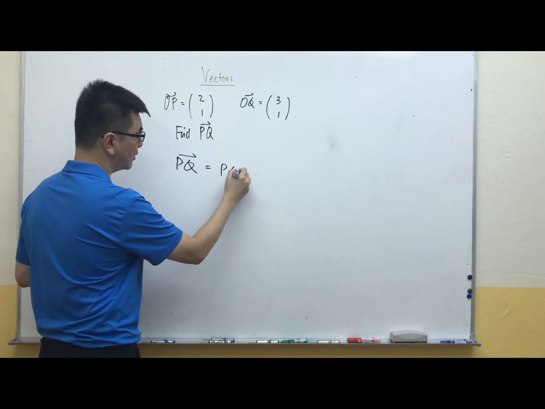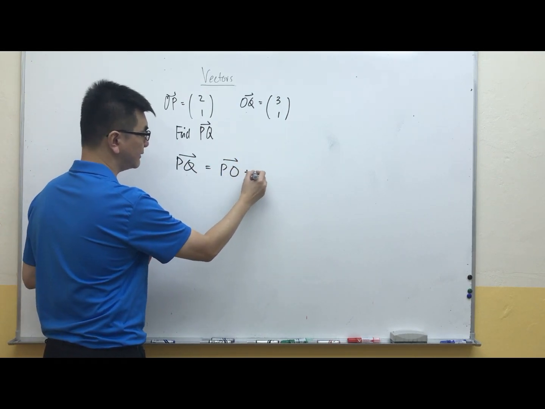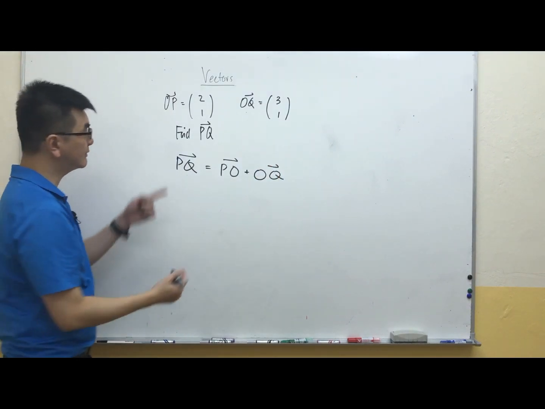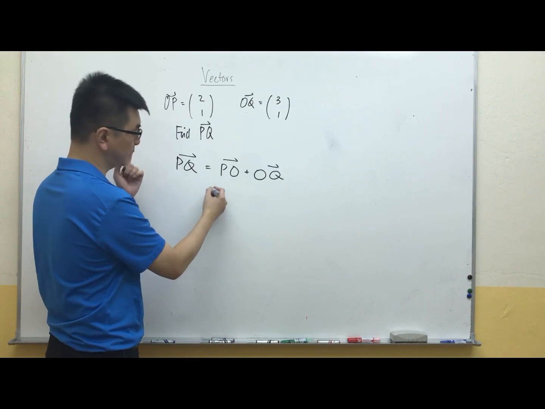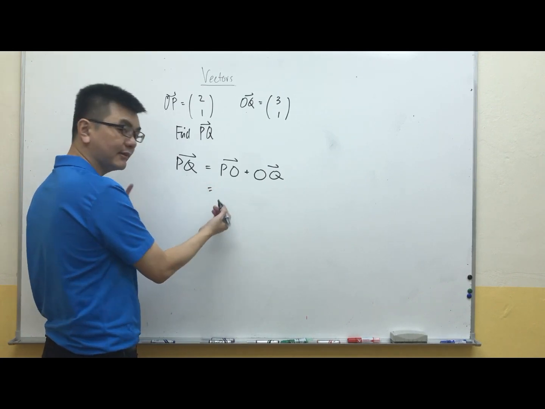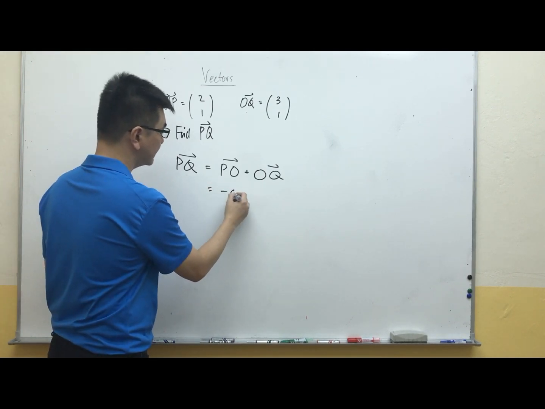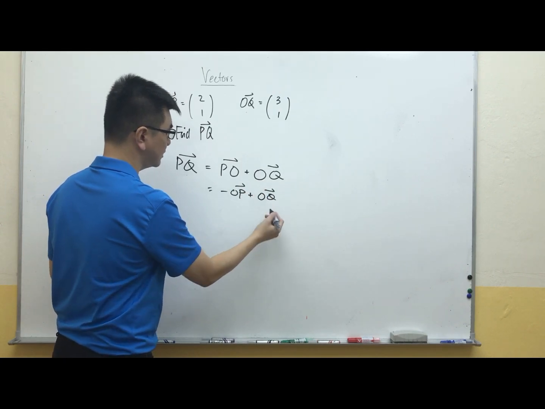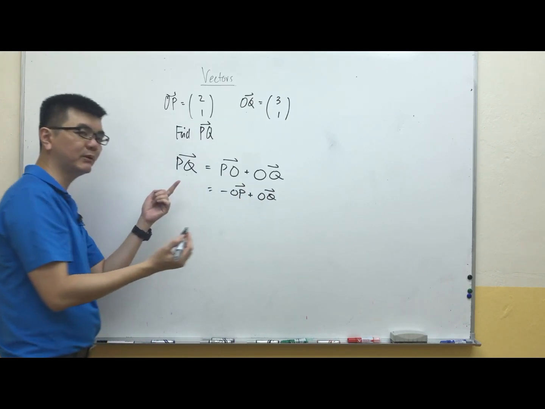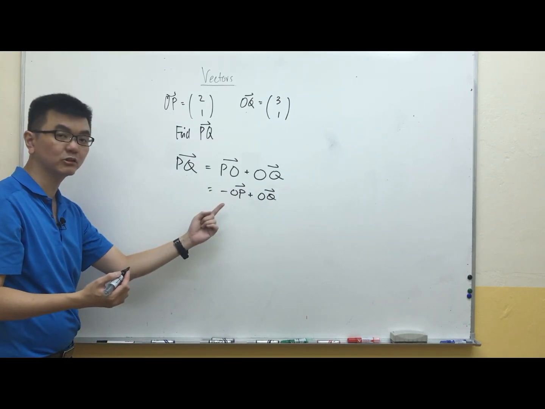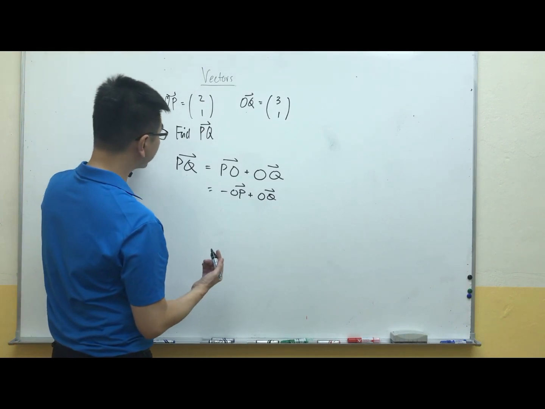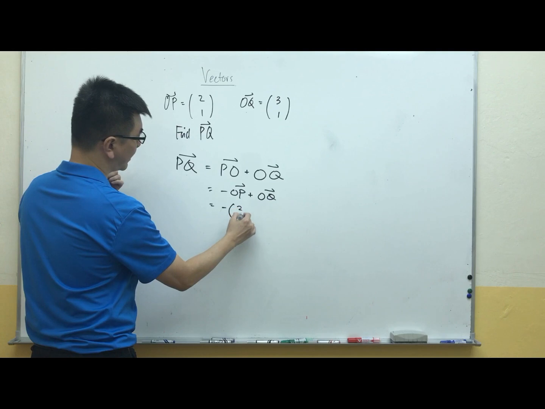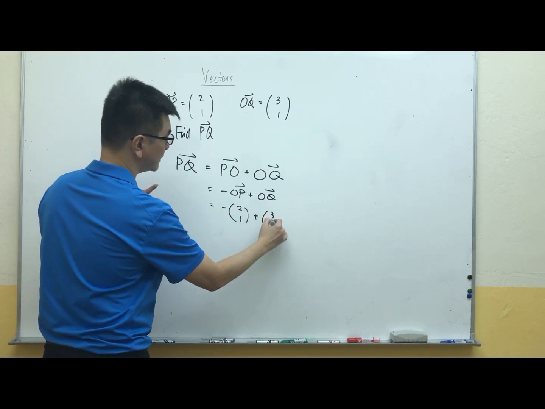So I have PO plus OQ. Since I have OP, I'm going to express PO in terms of OP, and it is in the negative direction. So I'm going to have minus OP plus OQ. Some students may prefer to use OQ minus OP, and that's fine as well. Now I'm going to put in the column vectors: minus (2, 1) plus (3, 1).